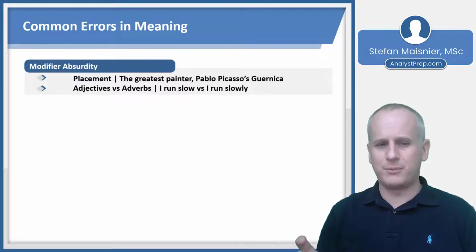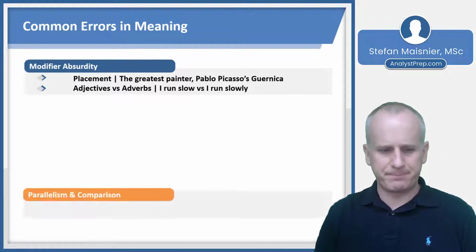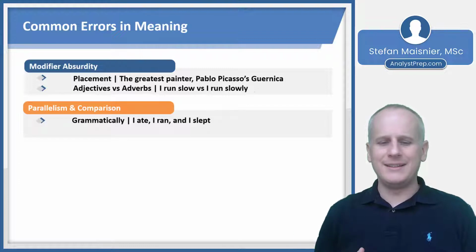So slowly is what is known as an adverb. Slow is an adjective. An adjective can only describe nouns, whereas an adverb can describe verbs, other adverbs, and adjectives. So it's just a really subtle distinction that you may find on some of the harder sentence corrections on this test. Then parallel lists and comparison.